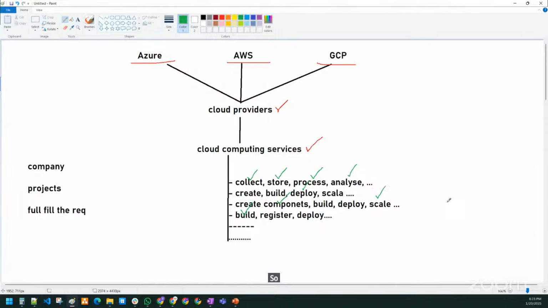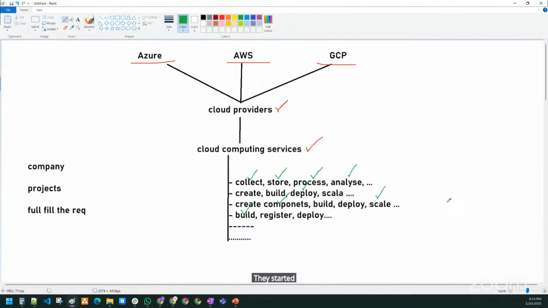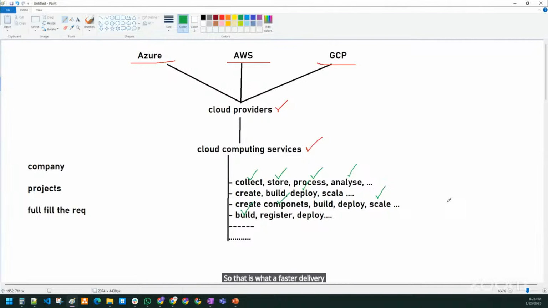So cloud platforms became robust and they started providing you a different set of services to fulfill your project requirements, whatever the requirement is. Companies are making use of these services to fulfill their project requirements, so that they succeed in these projects in a very short span of time. Right? So a faster delivery cycle improved because of these clouds. Okay, so this is why we need the cloud platform, I would like to tell you.